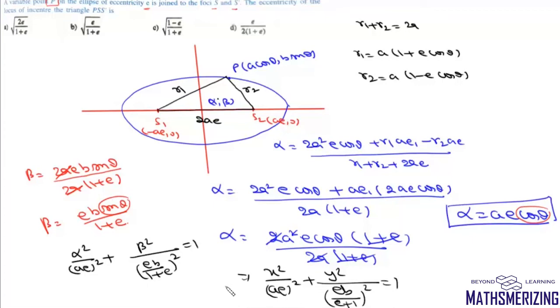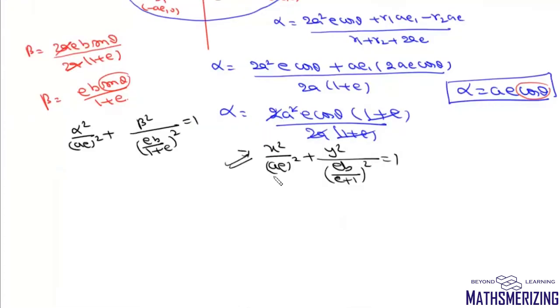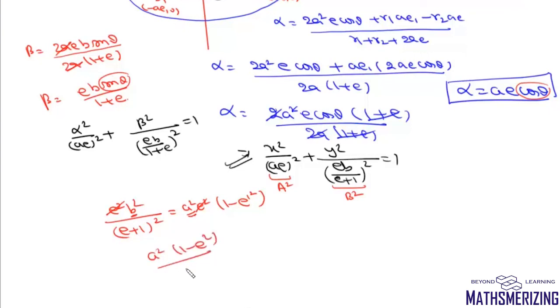Now we need to find the eccentricity of this ellipse. Now for this ellipse, this is say A square and this is say B square. So we can write B square as E square B square upon E plus 1 square, and this is equal to A square E square into 1 minus E dash square. So E square will cancel. Now we can also write B square as A square into 1 minus E square. So we'll write A square 1 minus E square upon E plus 1 square, and this is A square into 1 minus E dash square. So A square will also cancel.